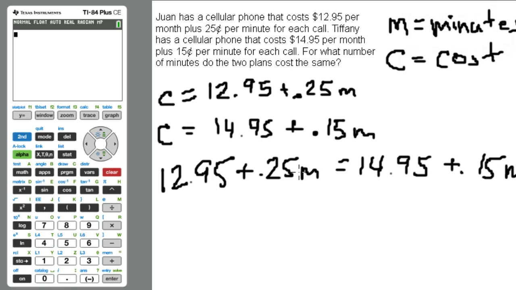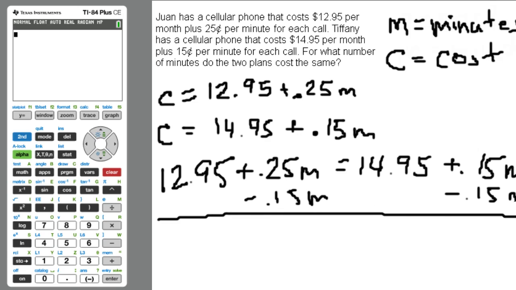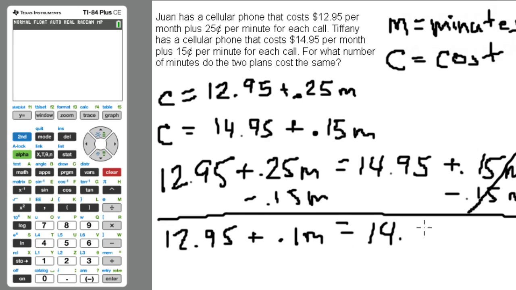Okay, so usually when I have variables on both sides, I tend to go for the one that's smaller. So I'm going to try to get rid of this 0.15 M, and the way you do that is by subtracting 0.15 M from both sides. Sorry if I'm getting a little sloppy here, but you guys just deal with it. Now, positive 0.15 and negative 0.15 totally cancel out. And then over here, we have 12.95 plus, 0.25 minus 0.15 is 0.1, so 0.1 M equals 14.95 because these just canceled out.